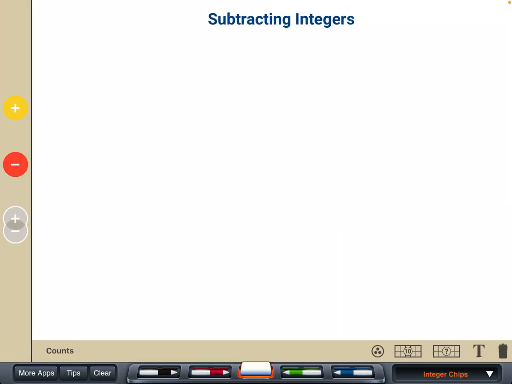Hey there, mathematicians. It's Miss Johnson, and today we're going to be looking at subtracting integers. You've been subtracting integers probably since first grade.